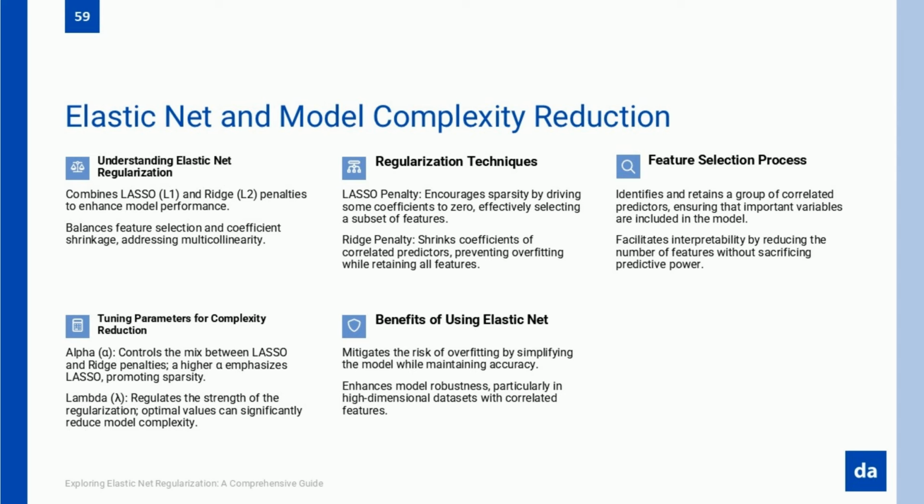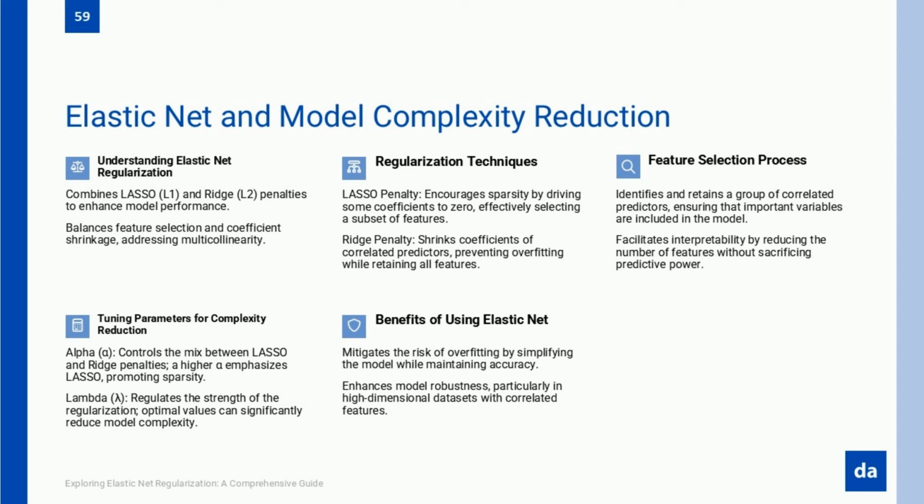By removing unnecessary features, Elastic Net speeds up both training and inference, making it ideal for use cases where fast decision-making is required, such as fraud detection or medical diagnostics. Regularization strength plays a key role in complexity reduction.